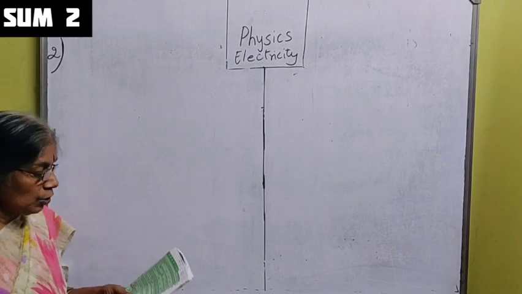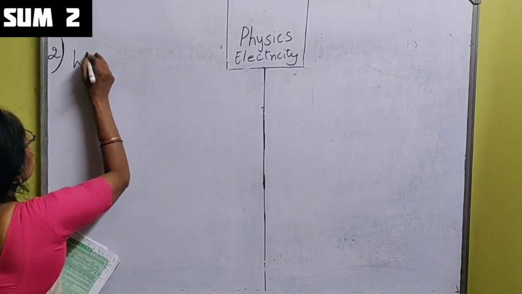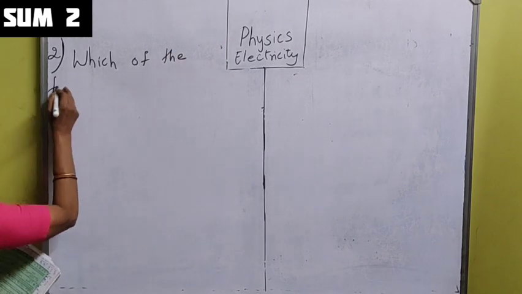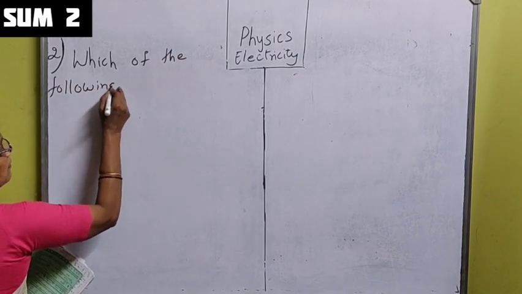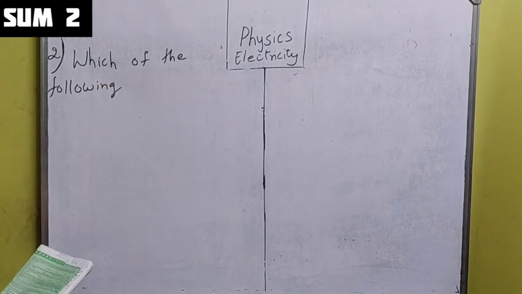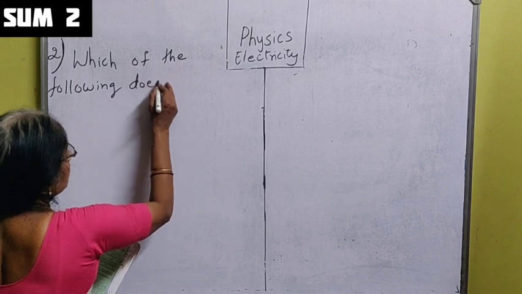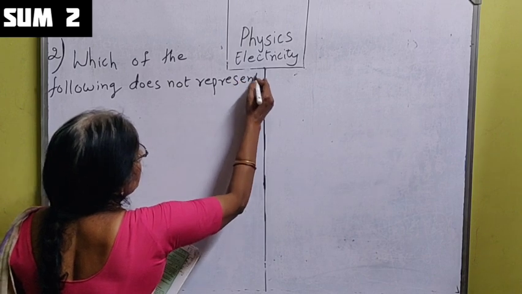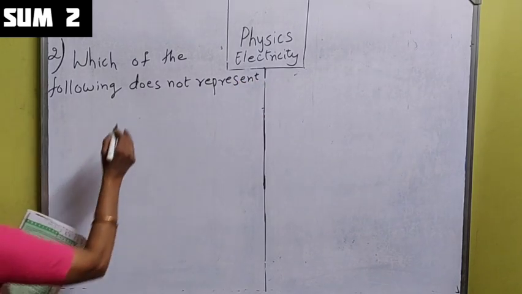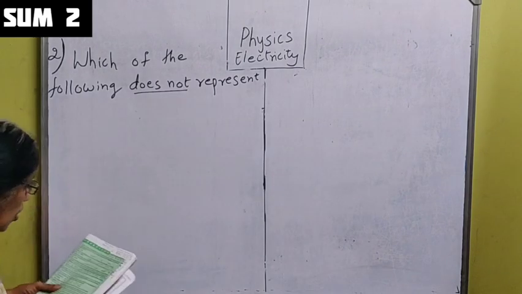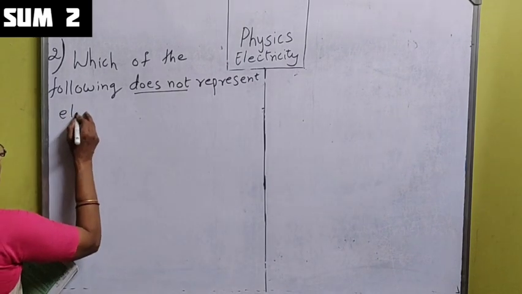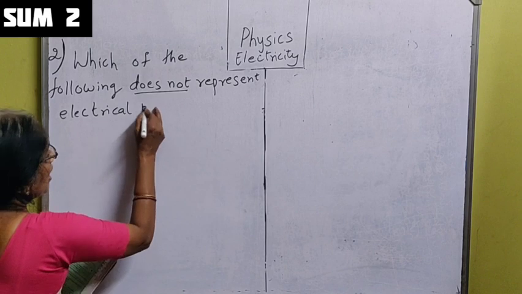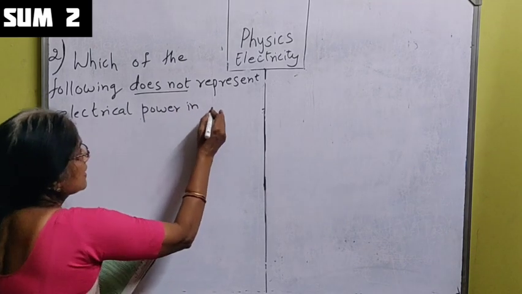Now we will see the second sum. What is given in the second sum? Which of the following, once again, which of the following does not, see the word, does not represent, this word is very important, does not represent electrical power in a circuit.